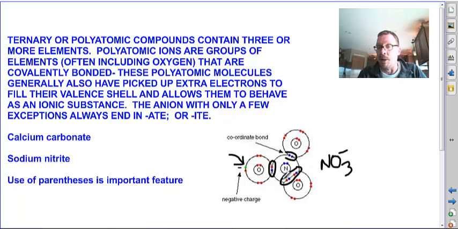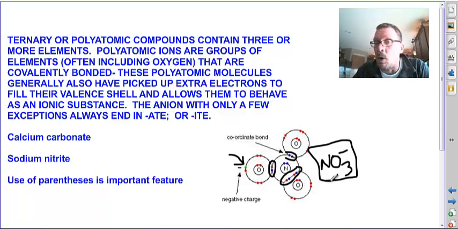All of those elements then, the nitrogen and the three oxygens, now have a stable octet by sharing electrons, not by transfer as we saw in our last video, but by sharing. And then often picking up an extra to fill the valence shell. This extra electron then gives it a negative charge and allows this whole group to act as an anion, or in the case of ammonium, as a cation.